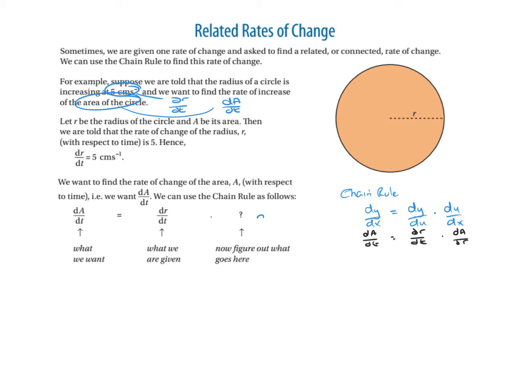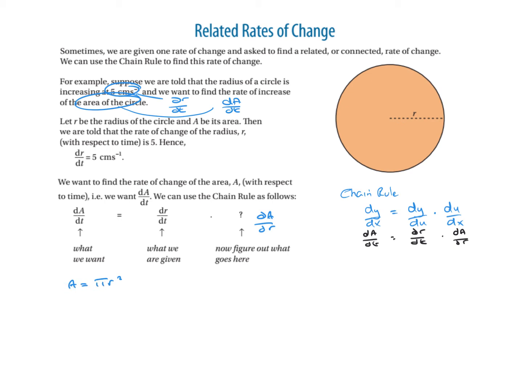So dA/dr. Now, once we have that, we've got to try and find some linkage again. Hopefully we can work out that the linkage we know here is that the area is equal to pi r squared when it comes to a circle. So the area of a circle is pi r squared, which now means that I can easily find dA/dr.